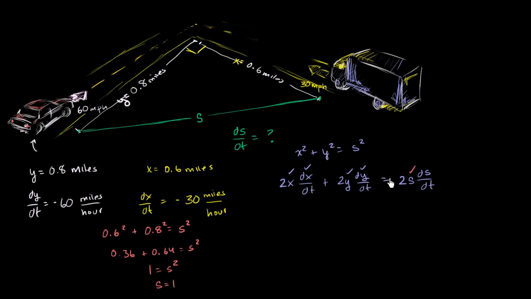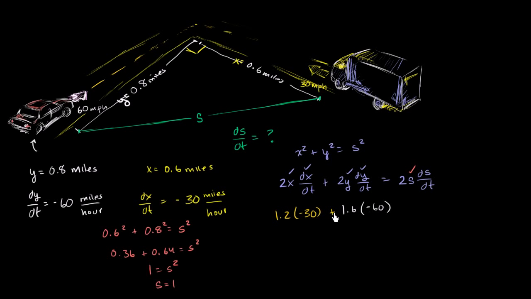So let's substitute all of these numbers in and then try to solve for what we came here to do, solve for ds/dt. So 2 times x, or maybe I'll do that in yellow. 2 times x is 0.6, so it's going to be 1.2 times dx/dt. So that's negative 30 miles per hour. So times negative 30 miles per hour plus 2 times y is 1.6. 1.6 times dy/dt is negative 60 miles per hour. Negative 60 miles per hour.